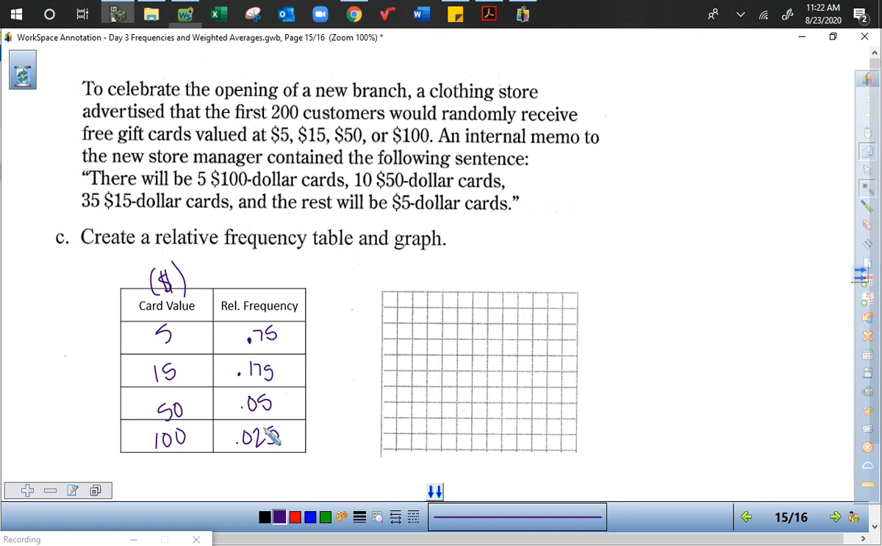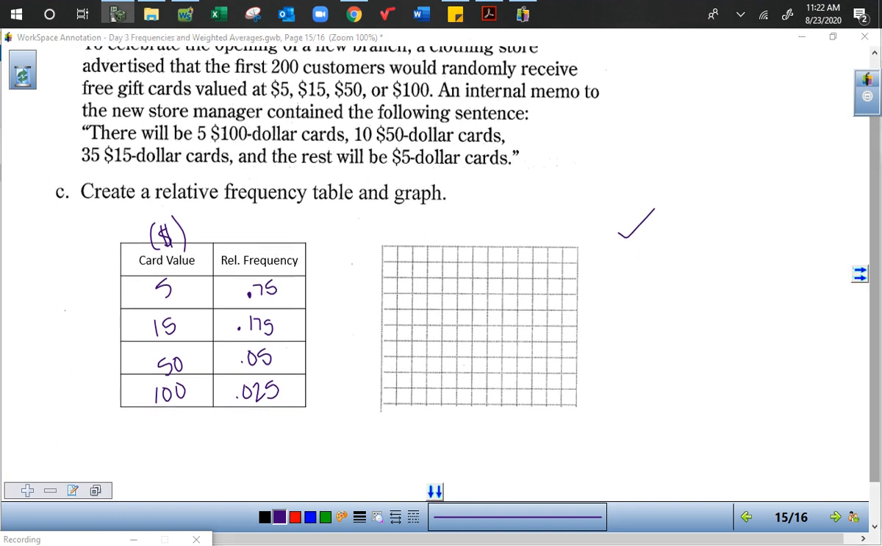The reason I'm recommending decimals is because we're making a graph for this one, and it's way easier to plot decimals than fractions, a lot of times when the fractions don't have the same denominator after you reduce. So let's talk about what this is going to look like. We're always going to put our categories on the bottom. Our categories here are the different card values.